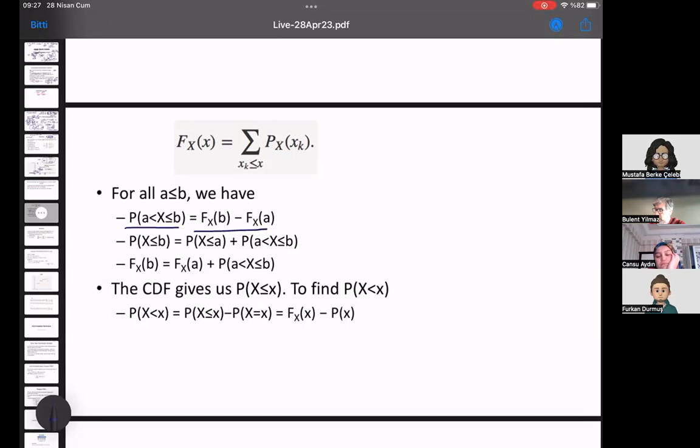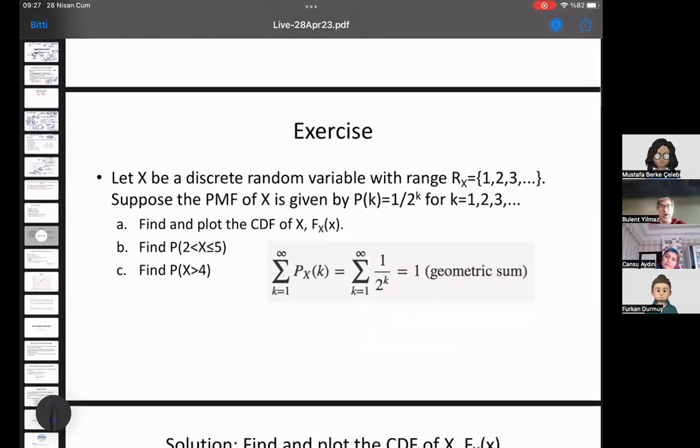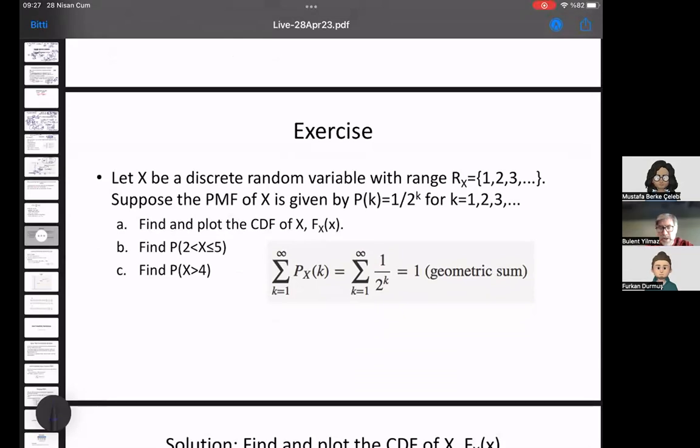Arkadaşlar, let's do the questions and then let me give you this exercise right now. I want you to solve this question on your papers and give me the answer through chat recording.